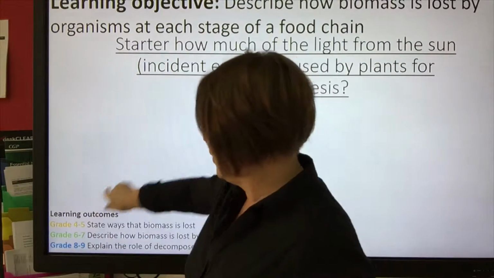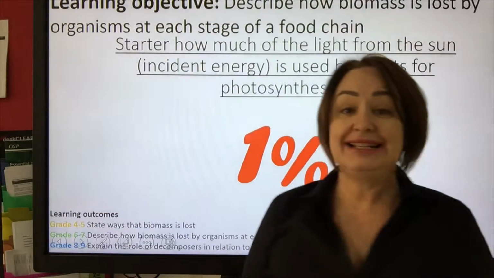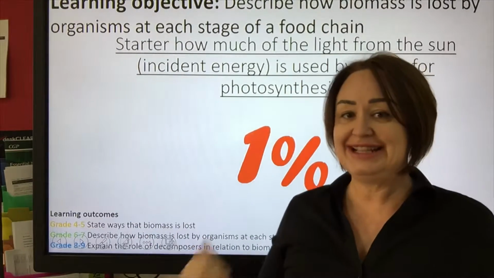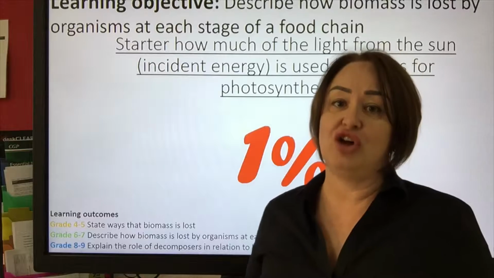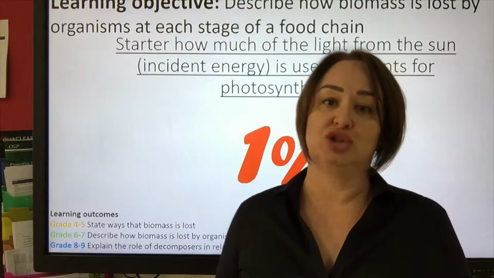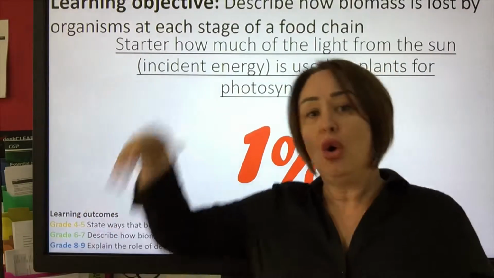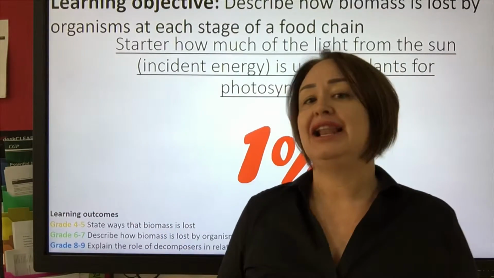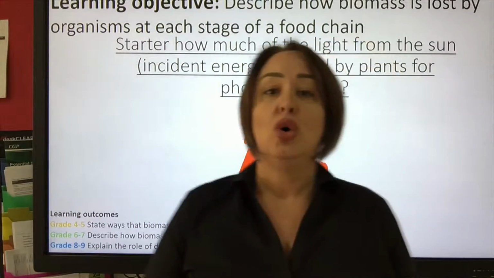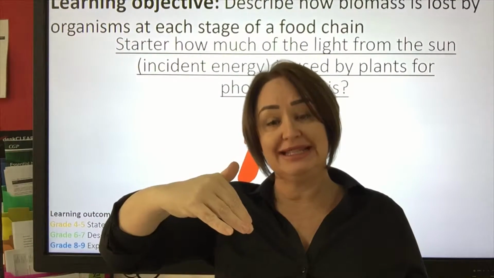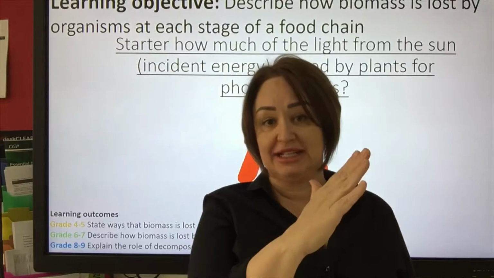So in answer to our question, it turns out to be 1% of all the light that hits that leaf that is then involved in photosynthesis and the build-up of biomass for the plant. How is that? All that light, 1%? Let's have a little think. Well, like anything, when light hits it, some of that light, some of that incident energy is reflected.